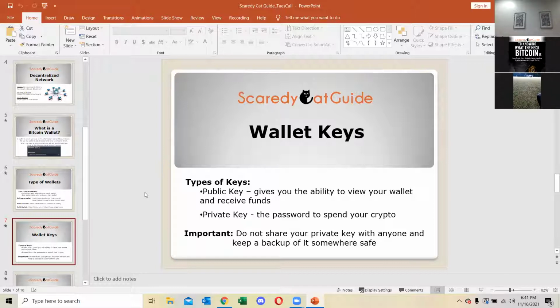Your public key is basically your wallet address. Your public key is what you would share with people. So just think wallet address when you think public key, and the wallet address is what you give people so they can send you cryptocurrency. So if someone wants to send me cryptocurrency, I would give them my wallet address.